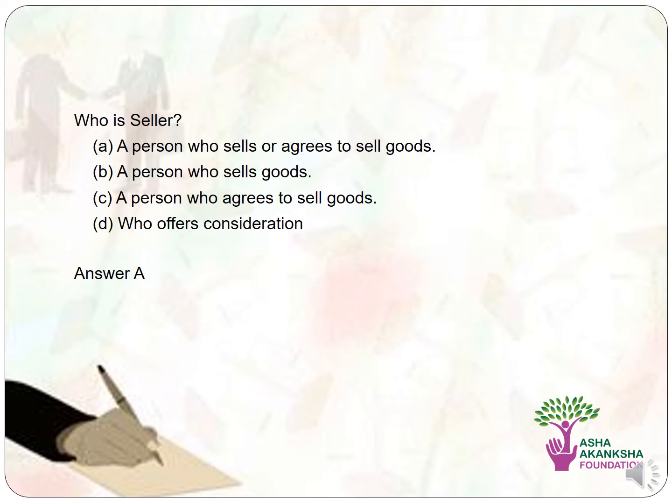Let's move on to the next question. Who is the seller? Options are option A, a person who sells or agrees to sell goods. Option B, a person who sells goods. Option C, a person who agrees to sell goods. And option D, who offers consideration. The correct answer to this question is option A, that is, a person who sells or agrees to sell goods.